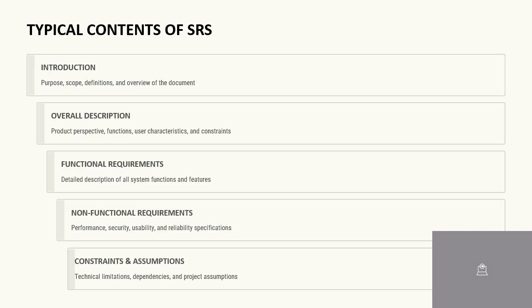Now, what can be the contents of an SRS document? A typical SRS document includes many sections. We start with an introduction which describes the purpose and scope. The overall description will explain system characteristics. The functional requirements, as we know, will describe system features. The non-functional requirements will define system performance and constraints. We've seen examples, right? And finally, the assumptions and limitations are also documented.